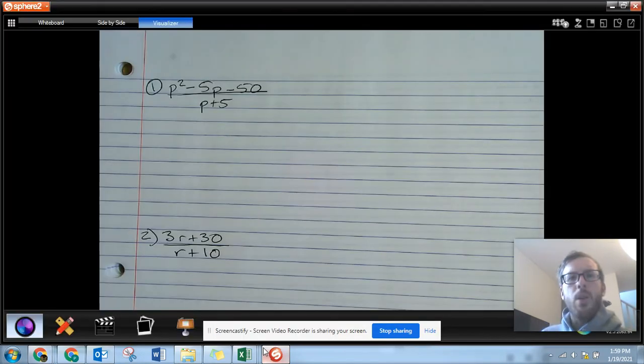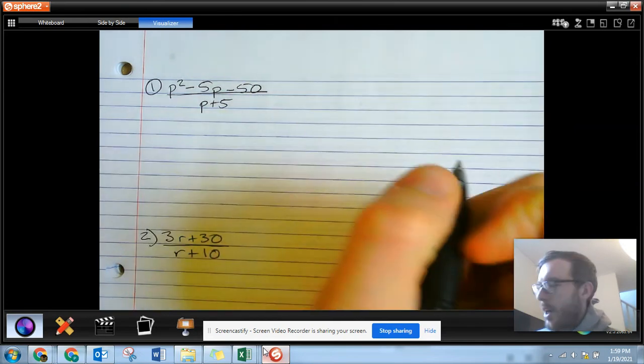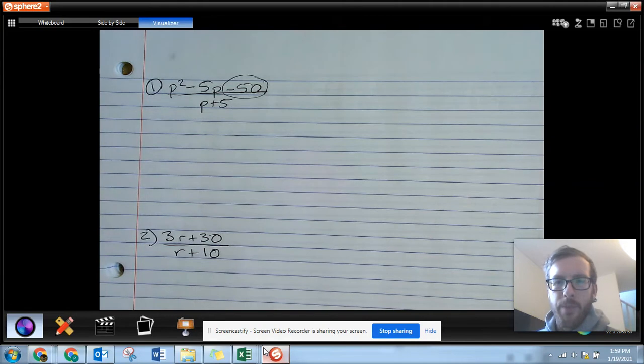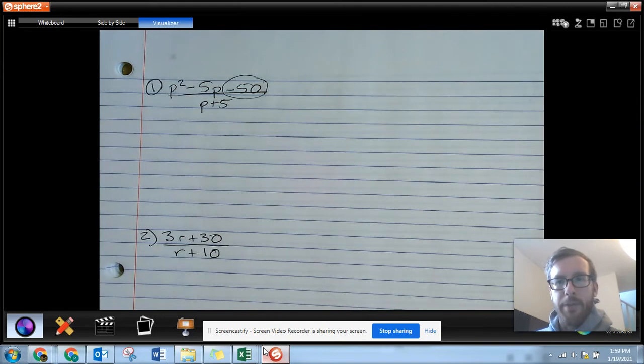So if we take a look at that first question, we've got p squared minus 5p minus 50 all over p plus 5. We want to see if we can simplify this. That means we're going to need to factor the top. And if you don't remember how to factor, basically we're looking at this last term here. We're looking at the factors of negative 50 that sum to equal negative 5.